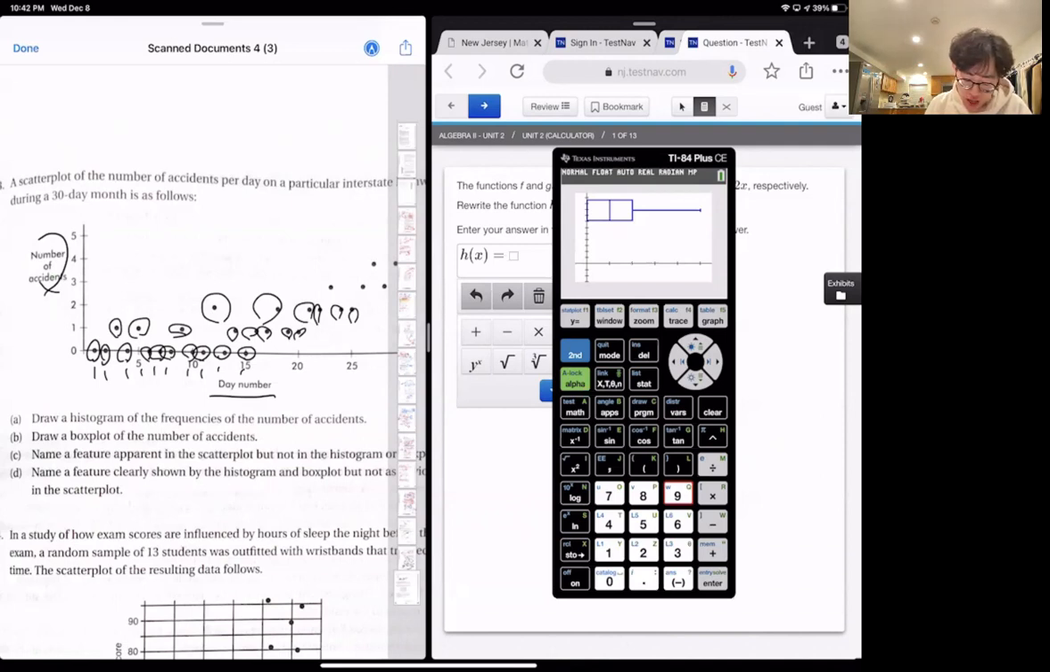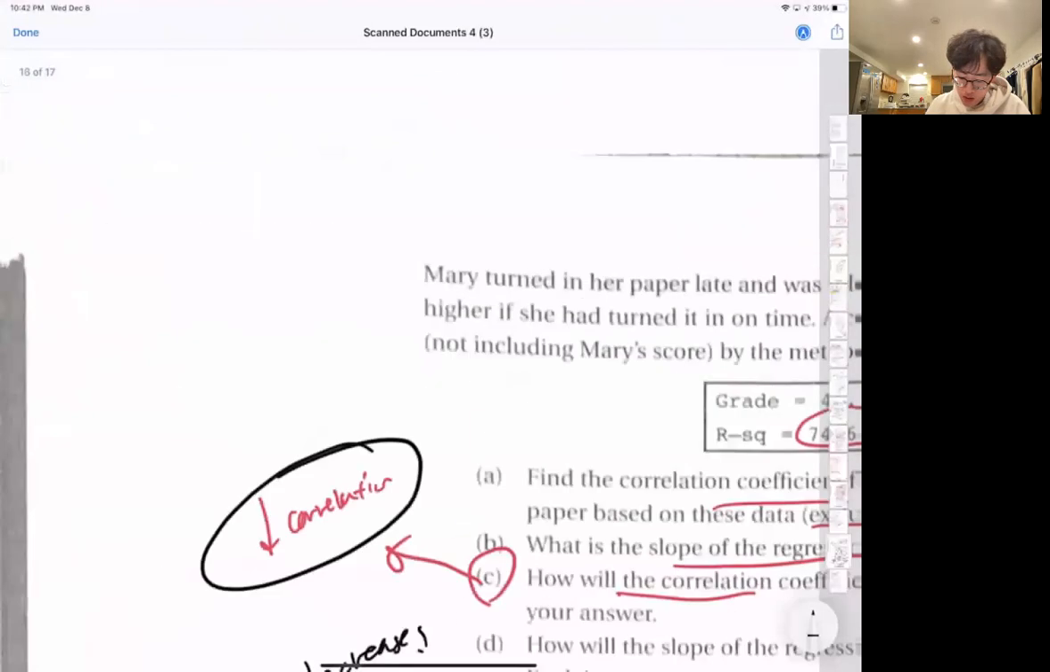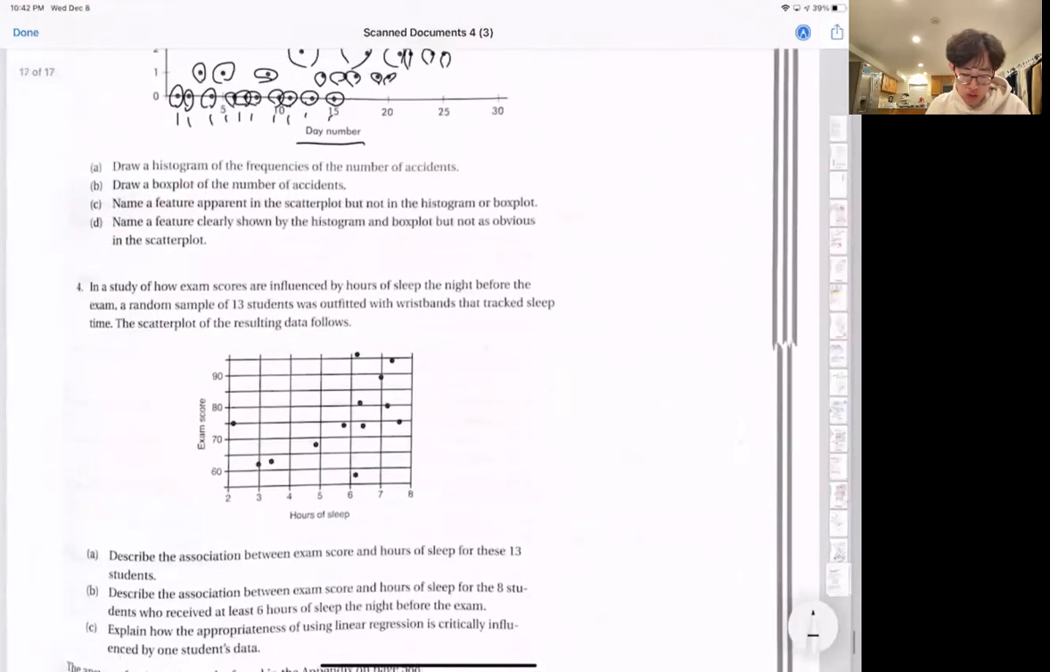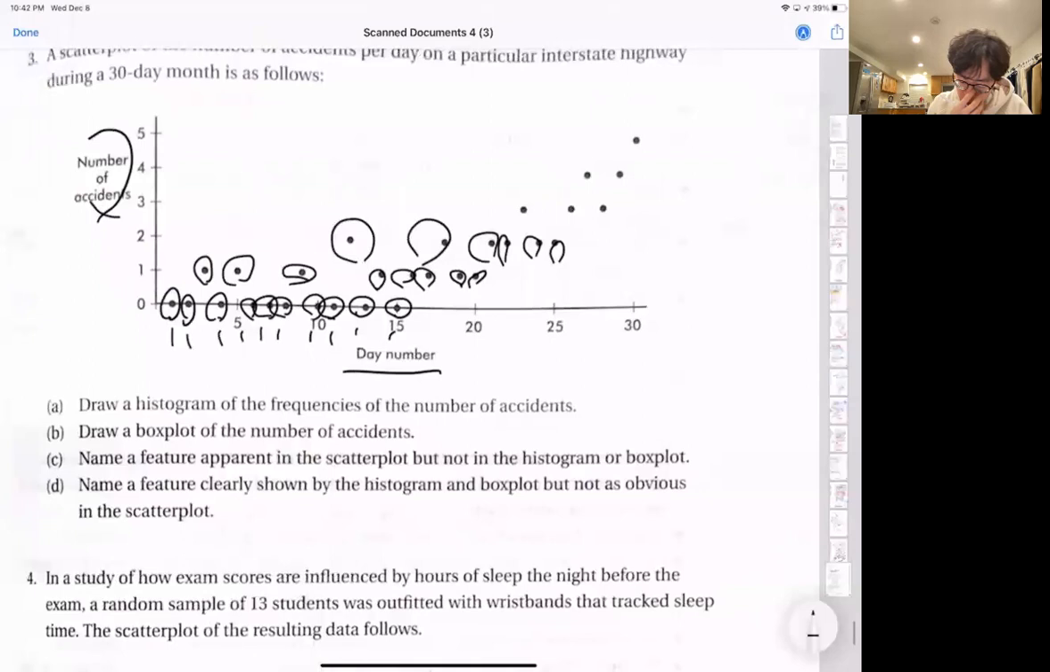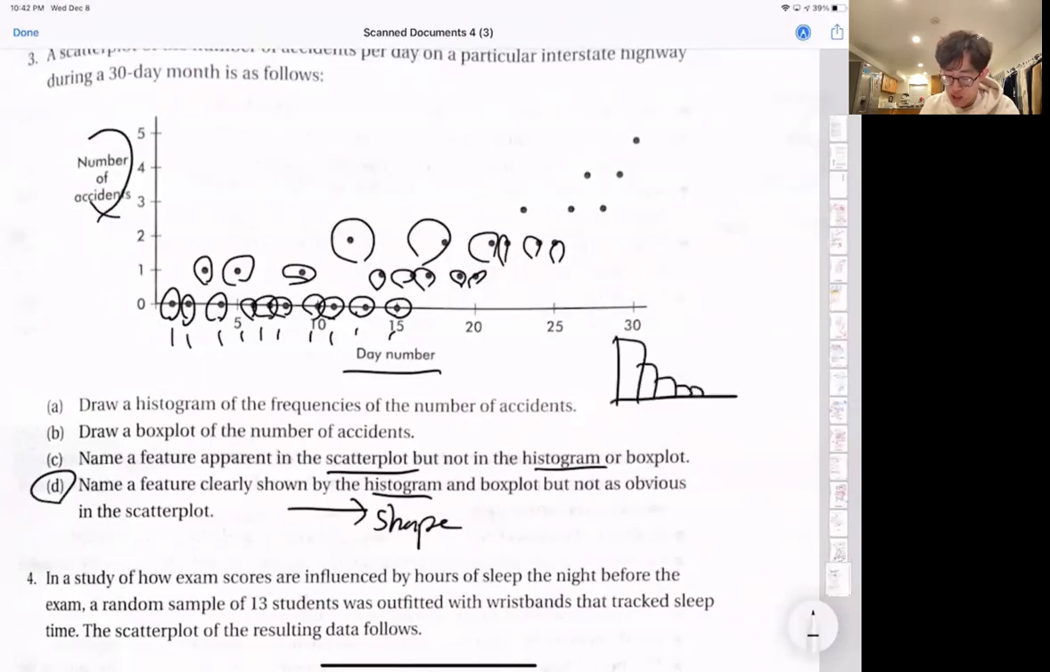Name a feature apparent in the scatter plot, but not apparent in the histogram or dot plot. Oh, so this is like going back to chapter 1 actually. I like to do D first because the histogram always tells you the shape, right? The histogram looks something like this, but then the box plot showed you something like that.